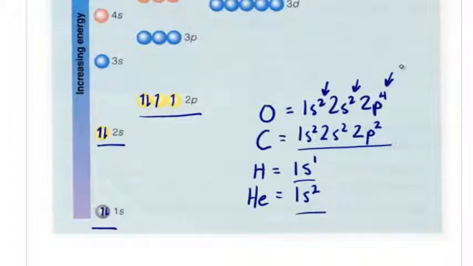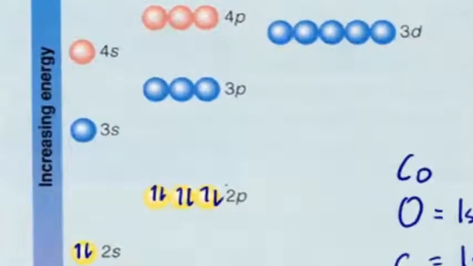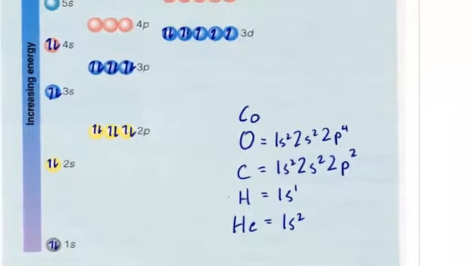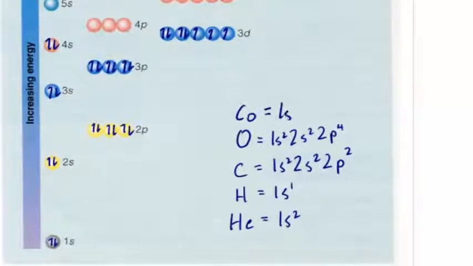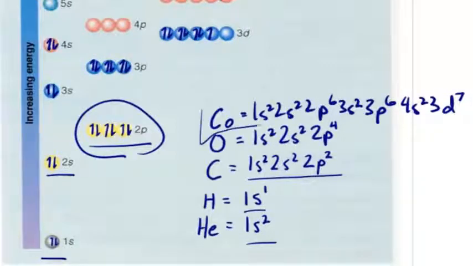Let's take a look at something a little bit more complex. How about cobalt, number 27? That means a neutral cobalt atom will have 27 electrons. Let's add the rest of the electrons until we get to 27: 8, 9, 10, 11, 12, 13, 14, 15, 16, 17, 18, 19, 20, 21, 22, 23, 24, 25, 26, 27. So cobalt would be 1s2, 2s2, 2p6, 3s2, 3p6, 4s2, and then finally 3d7. This would be the electron configuration of cobalt. If you added up every superscript, they would all add up to 27 electrons.